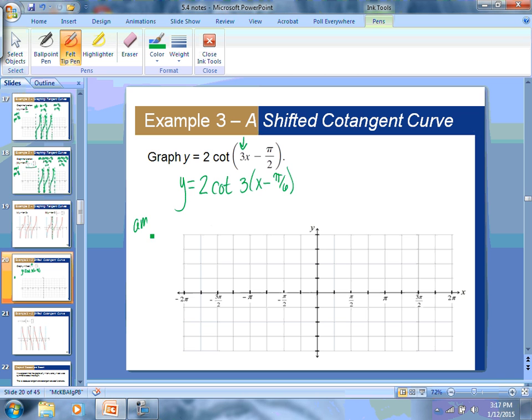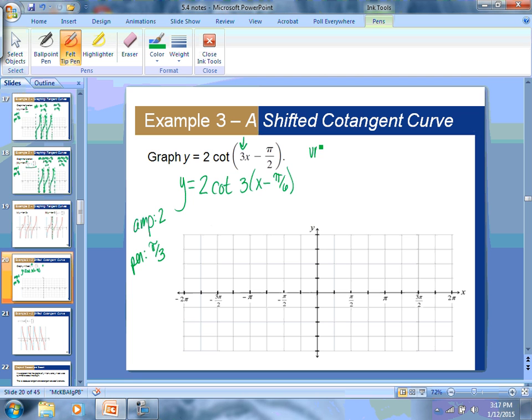But we'd still have an amplitude. This time our amplitude would be the absolute value of 2, which is 2. So we want to stretch these just a little bit. Our period would still be pi, but we have to divide it by that k value, which our k value is 3. So our period is going to be pi over 3.